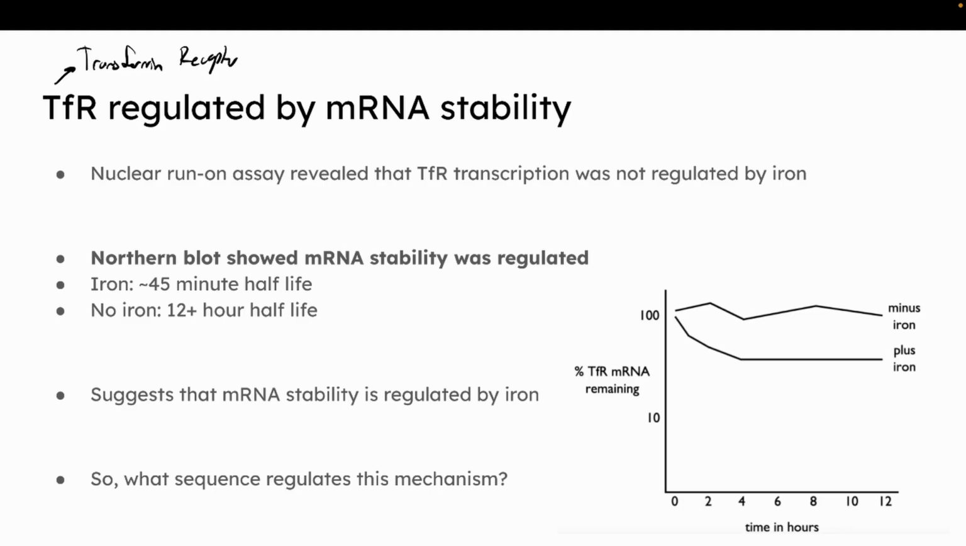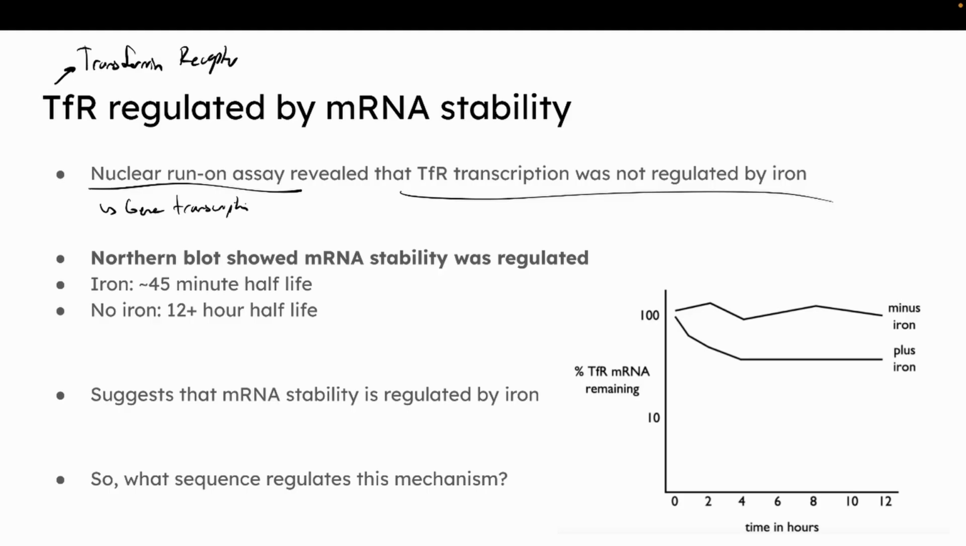So what they did was they ran a nuclear run-on assay. Remember, this assay is for gene transcription. And they revealed that TFR transcription was not regulated by iron. So basically what this means is they added iron, they didn't add iron, they ran this nuclear run-on assay, and they saw the exact same amount of transcription. Okay? This just means this regulation is not at the transcription level.